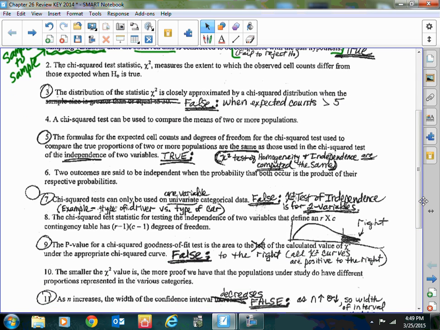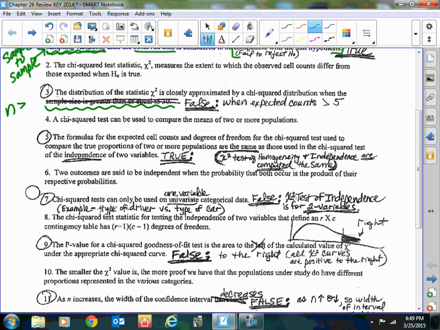Number 3: the distribution of the statistic chi-squared is closely approximated by a chi-squared distribution when the sample size is greater than or equal to 30. A sample size greater than or equal to 30 is referencing large enough for means, and that is not true for chi-squared. Large enough for chi-squared means all of the expected counts are greater than or equal to 5. So that is a false answer, because it's large enough when the expected counts are greater than or equal to 5.